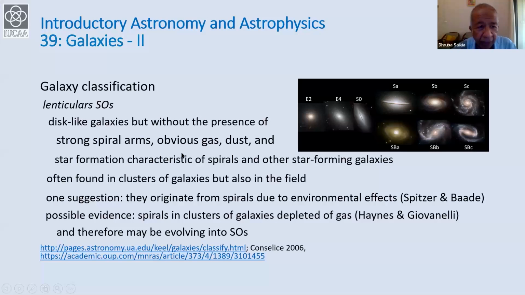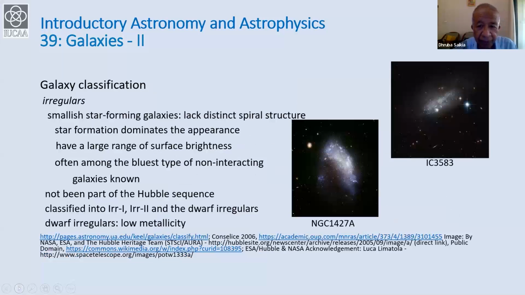Lenticulars, S0s, as I said, are disk-like galaxies, but without strong spiral arms and obvious gas and dust. Star formation is characteristic of spirals and other star-forming galaxies, often found in clusters of galaxies, but also in the field. There have been various suggestions as to where they originate. They could be from spirals due to environmental effects. There could be spirals in clusters of galaxies depleted of gas, which may therefore be evolving into S0s. So these are suggestions. There has been some observational evidence, but it's possible that not one picture fits everything, so we'll have to bear that in mind.